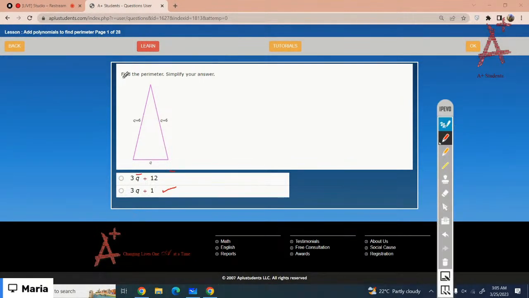Okay, find the parameter. So we have to calculate the parameter. Let's just start with all the side lengths. The parameter is you have to add all the side lengths. Got it? It would be q and q is 3q and 6 plus 6 is 12. So it would be 3q plus 12. Got it? So option number 1 is the correct option, 3q plus 12.